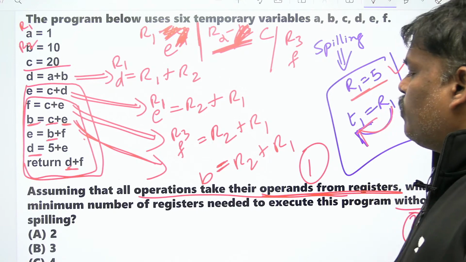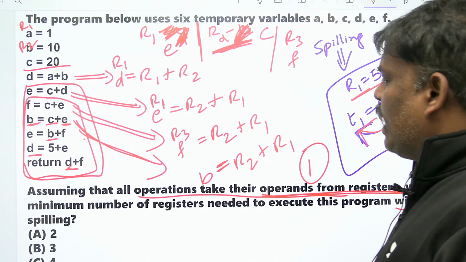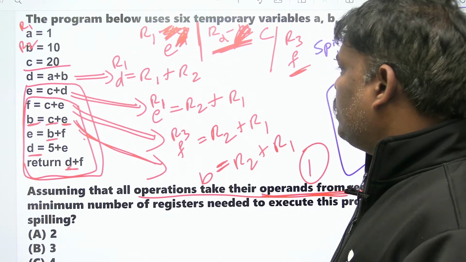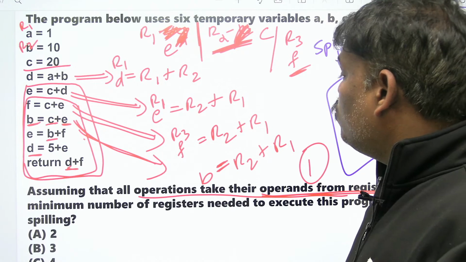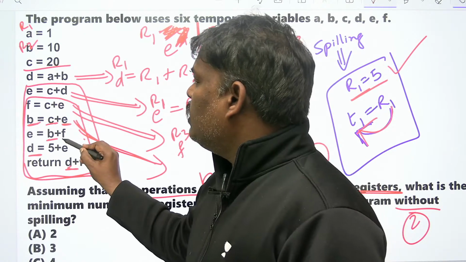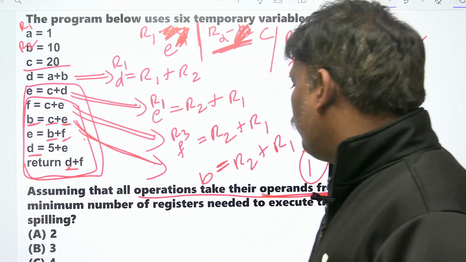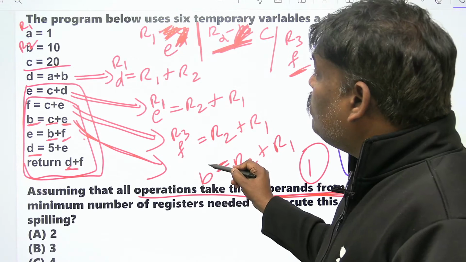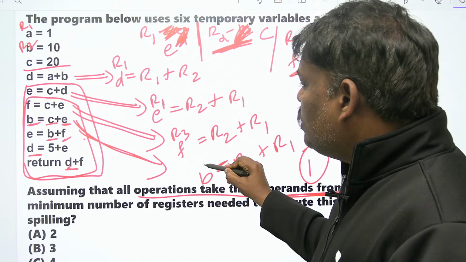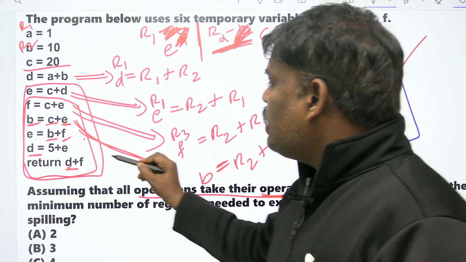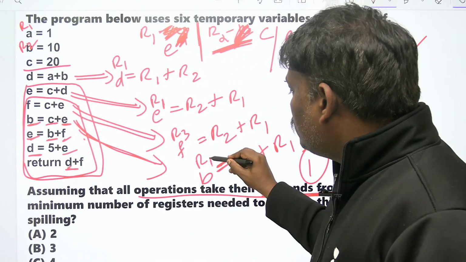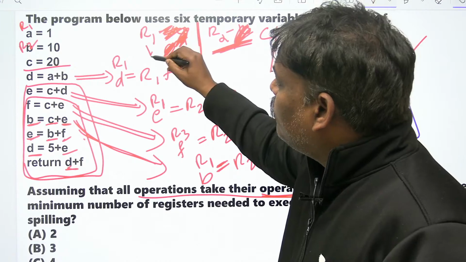For B, can I use R3? R3 contains F now. If you use R3 for B, you will lose F, but F will come afterwards. You cannot lose F. But can I use R1? R1 means E. Can I lose E? E is coming further, but it is a new E. So no problem. You can use R1 happily. So R1 is not E, R1 is B.